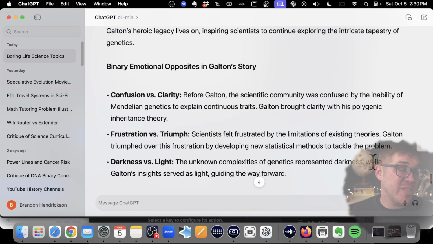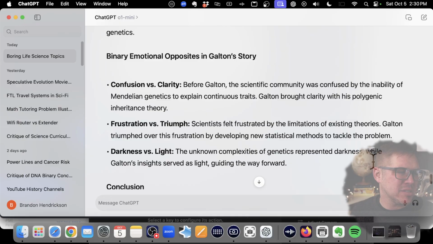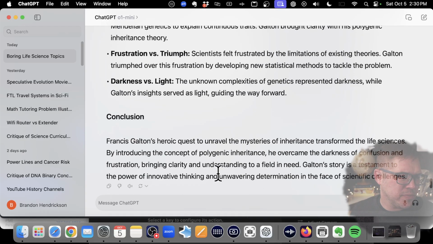Okay, then it actually says, even though we didn't ask about this, what the opposites are. Confusion versus clarity. Yeah, people didn't know it and then they knew it. Frustration versus triumph. They didn't do a good job of actually showing that. I don't really care about that one. Darkness versus light. It's kind of the same thing as confusion versus clarity. Okay. Conclusion.